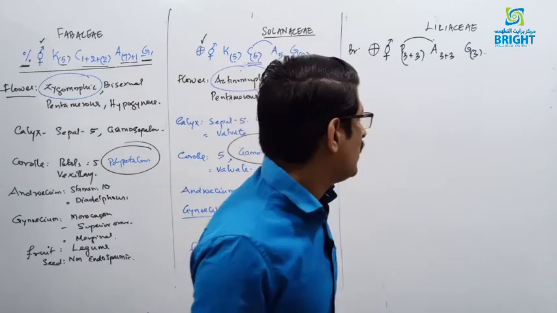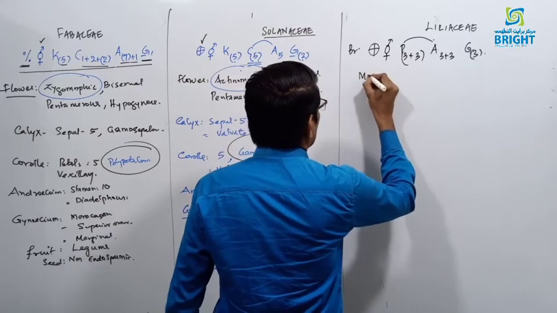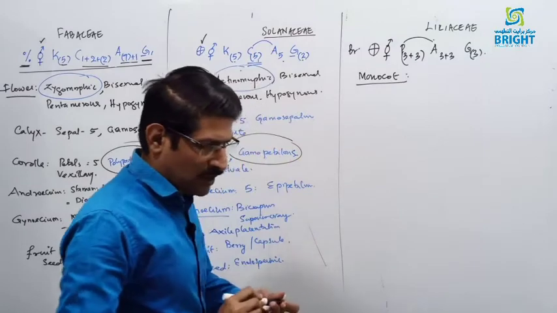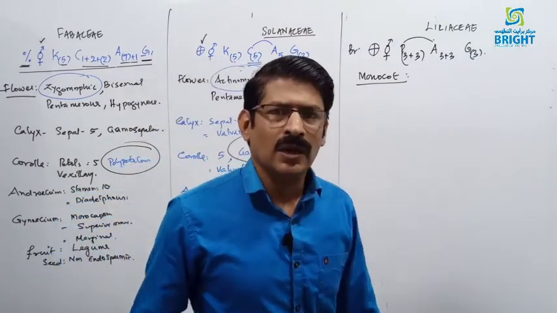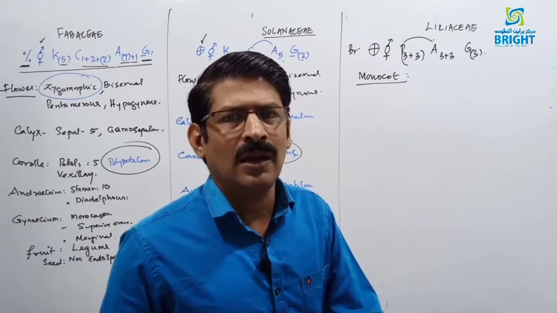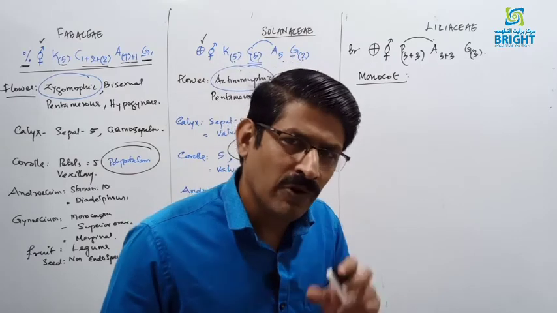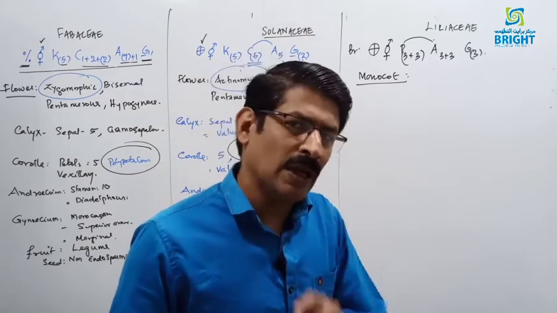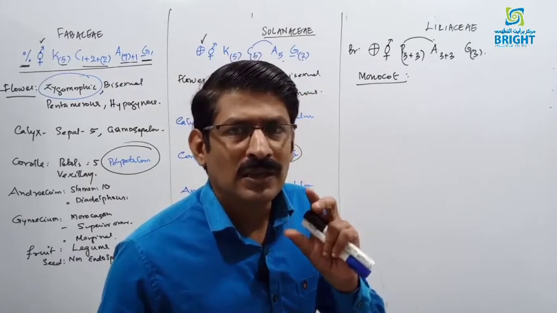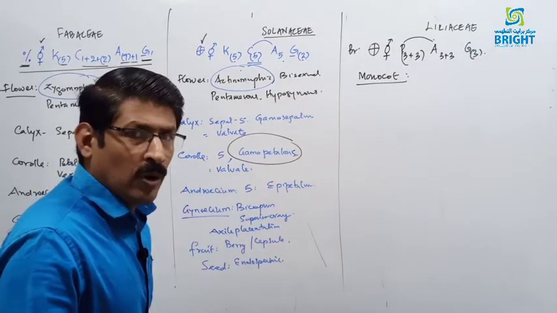And the third family is Liliaceae family, and it is a monocot family. The only monocot representative we are studying. We already studied that in the chapter Plant Kingdom. 199 angiosperm families are in Bentham and Hooker classification. Out of these 199 families, starting with the Ranunculaceae and ending in the Poaceae family, we are studying only 3 angiosperm families, 2 dicot families and 1 monocot family.